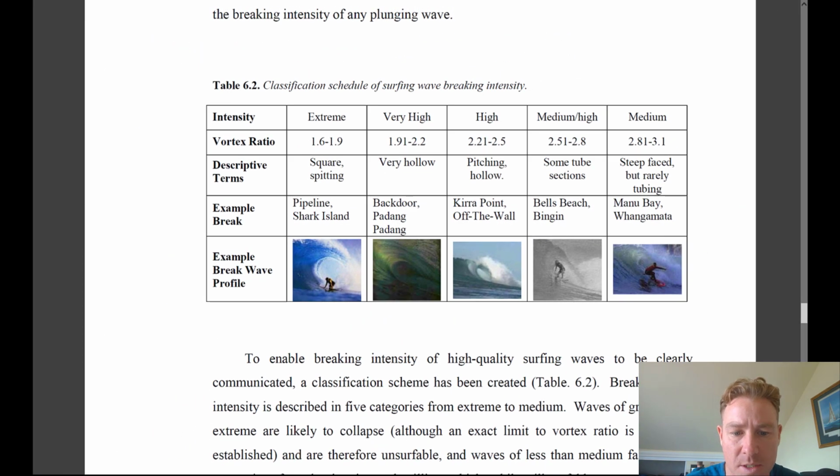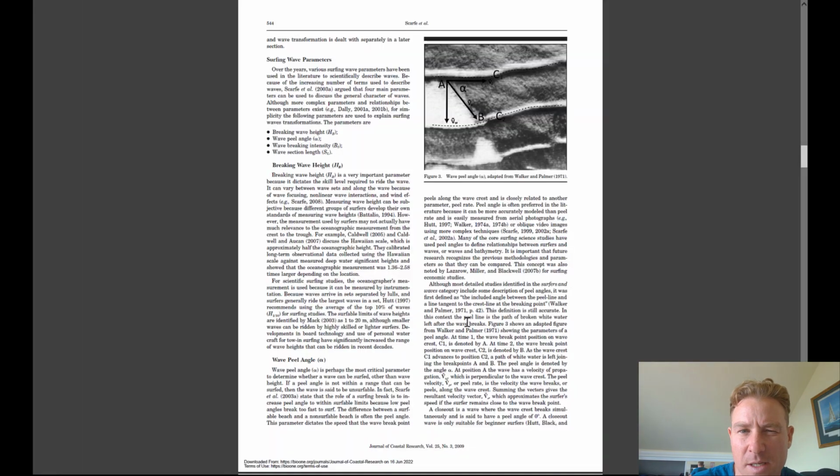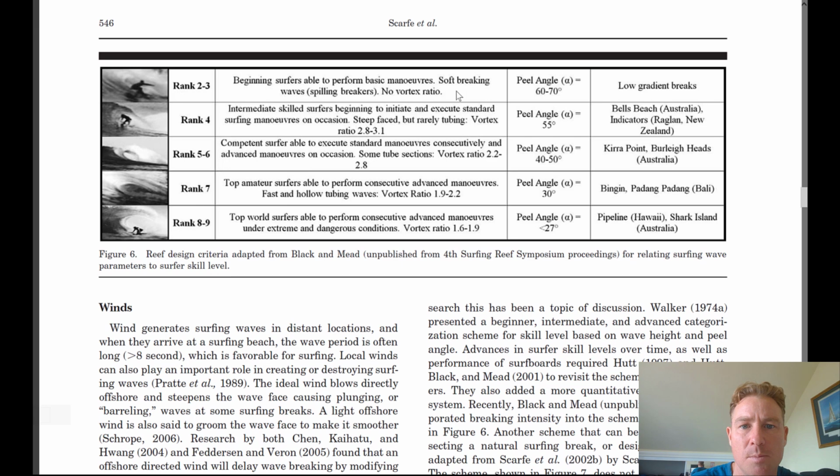So they took this and actually, what some of these other studies have done, they've thrown these in. Let me see if I can find it here. Is this the one? Yeah. So they threw it in, but they ranked these also related to a surfer's skill level. So when we're talking about vortex ratio, the studies have all kind of shown that peel angle is one of the number one things that you can use to determine your skill level.